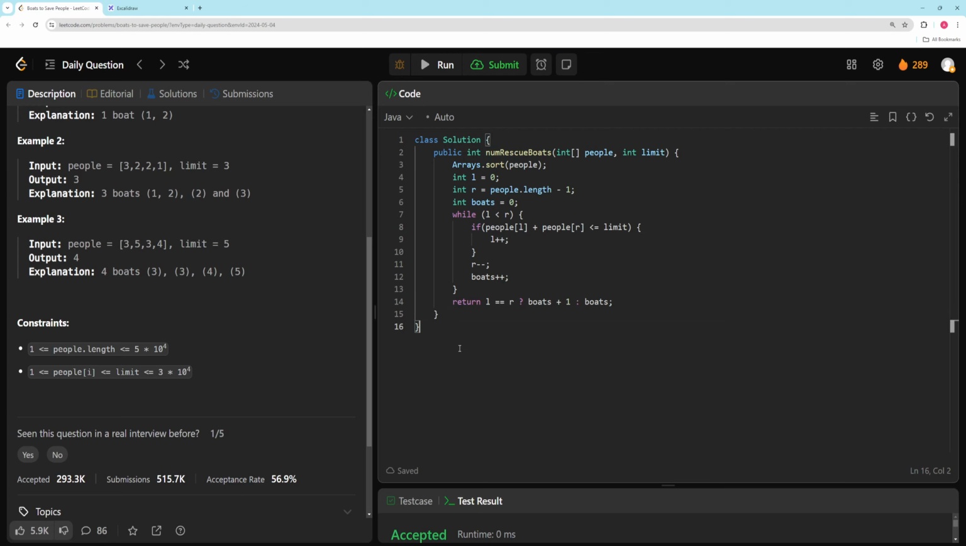Pretty easy one. So here we have an n log n solution, and space is O(1). Yeah, so not much to this one.